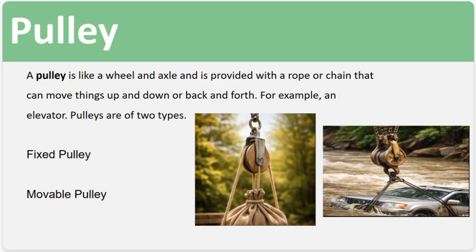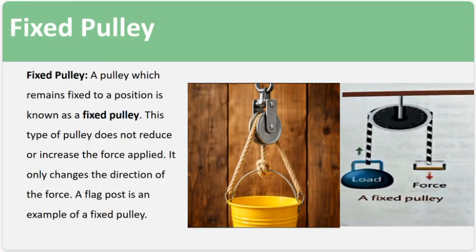A pulley is similar to a wheel and axle, with a rope or chain used to move objects up, down, or back and forth. For example, elevators use pulleys. There are 2 types: fixed and movable pulleys. A fixed pulley stays in one position and only changes the direction of the force. It does not increase or decrease the force applied. A flagpost is an example of a fixed pulley.